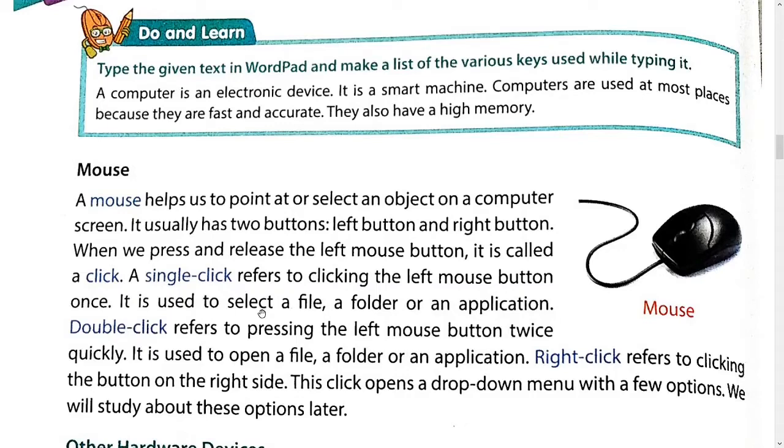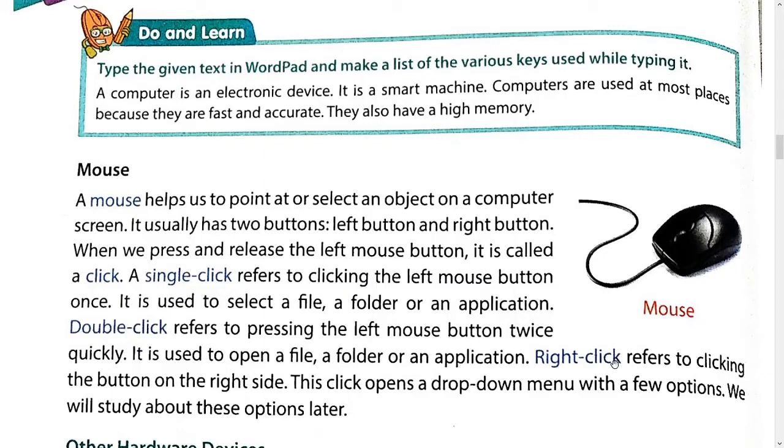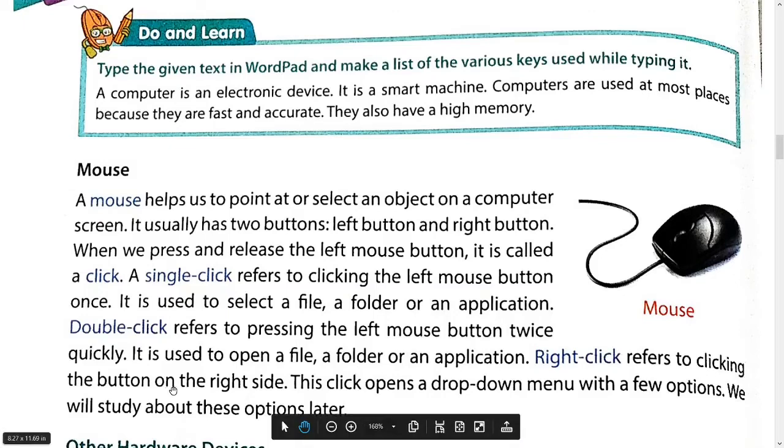folder or an application. Then double click means to click the left mouse button twice, quickly. Double click is used to open a file, folder or an application. Then right click means clicking the right button on the right side. This click opens a drop down menu with a few options. We will study about these options later.